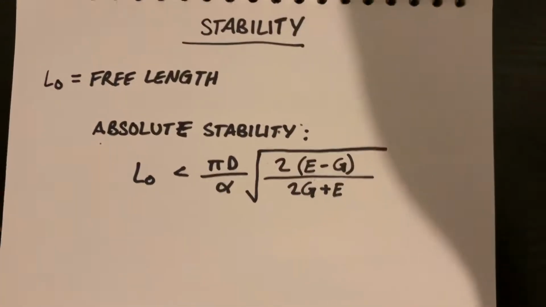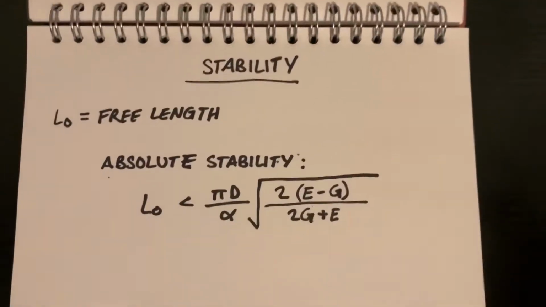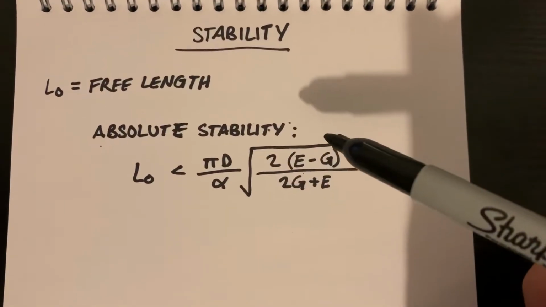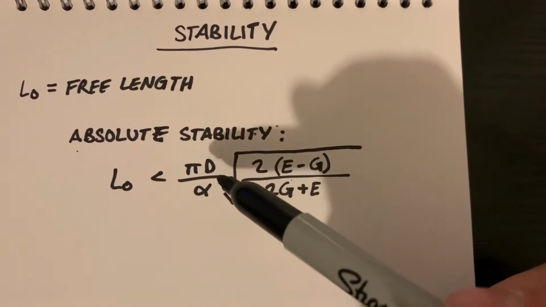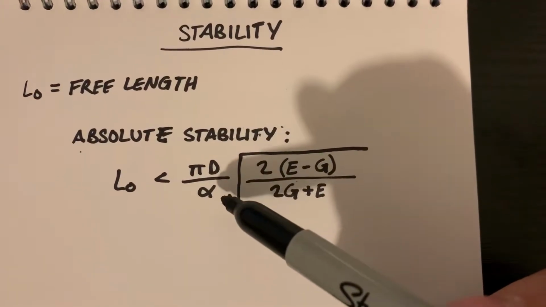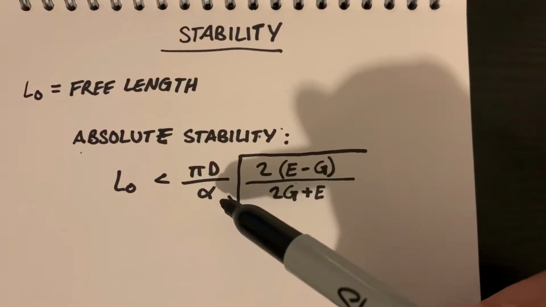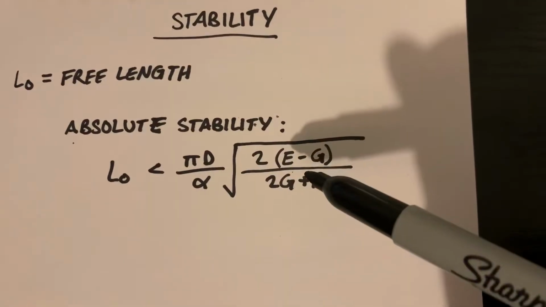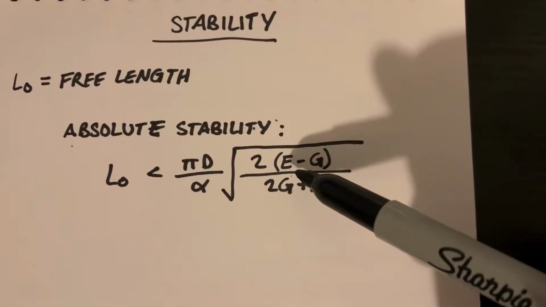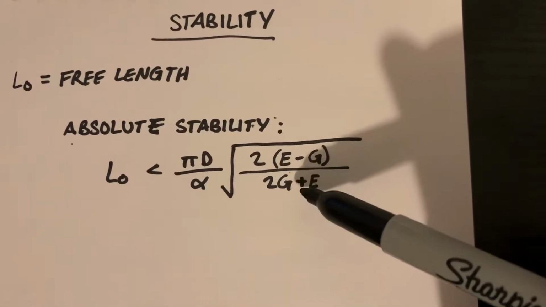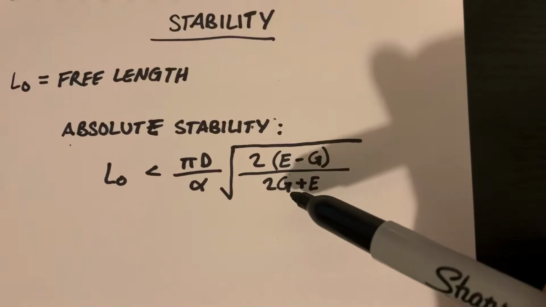What we know about stability is that absolute stability is achieved when L naught is less than pi D, large D, over alpha, which is the end condition constant, times the square root of 2E, which is Young's modulus, minus G, over 2G plus E.